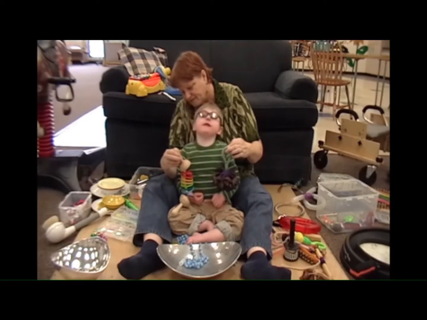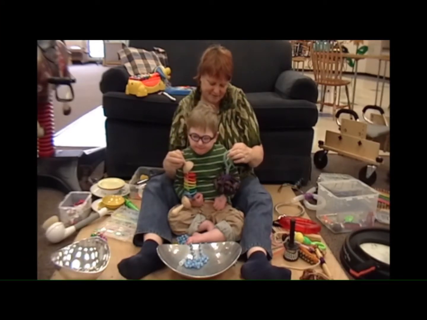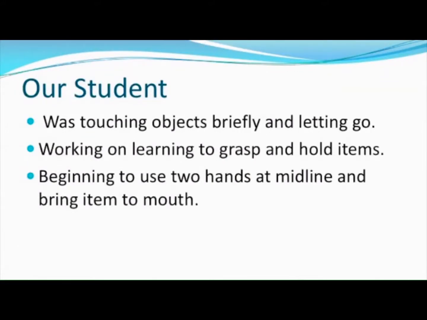Into the adult and needs assistance for balance. Once relaxed again, his balance improves. At this stage, Jack was touching objects briefly and letting go. He is working on learning to grasp items and hold on to them. He is beginning to use 2 hands at midline and bring an item to his mouth.